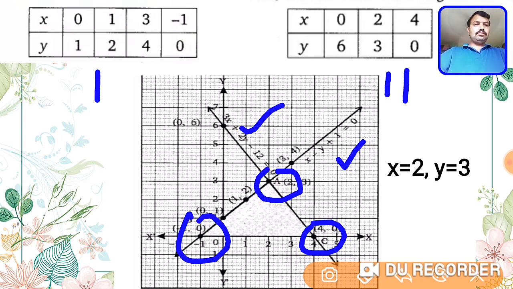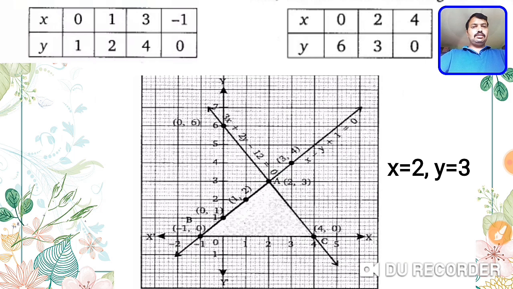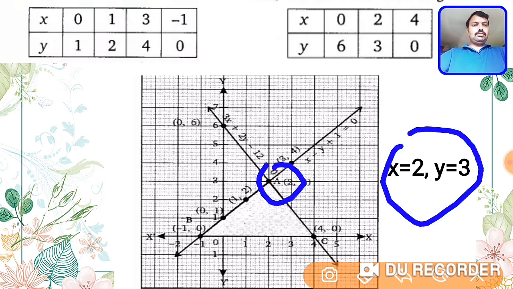So shade the region inside the triangle and you can see the solution for the equations is x equals 2 and y equals 3, because both lines intersect at (2, 3). Hence it is your solution.